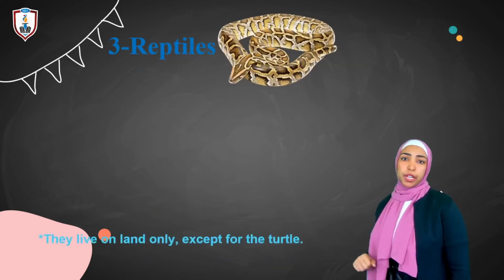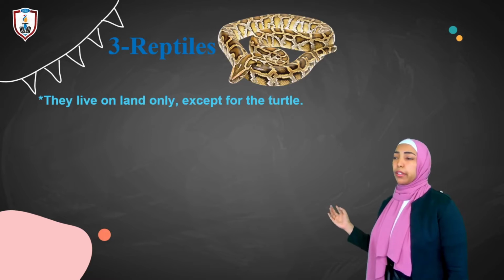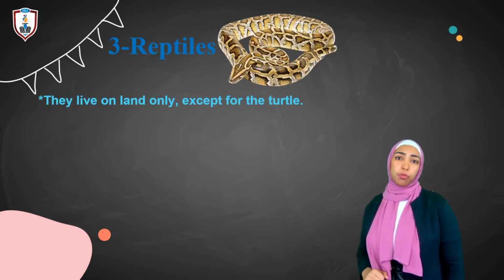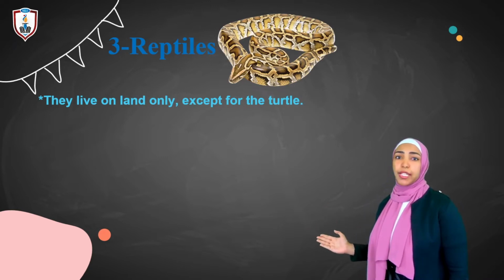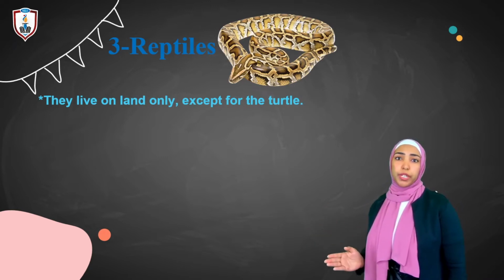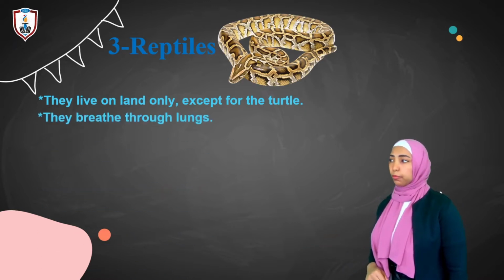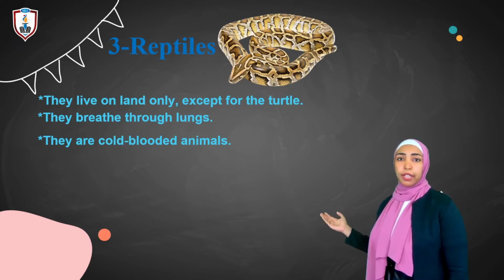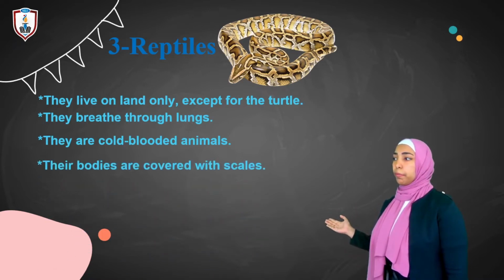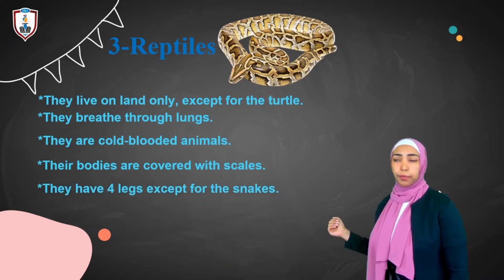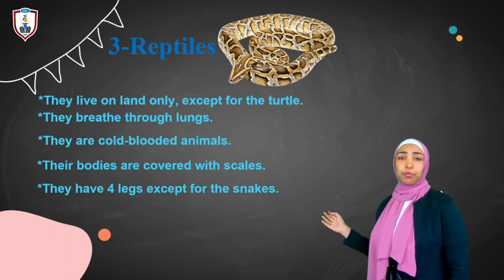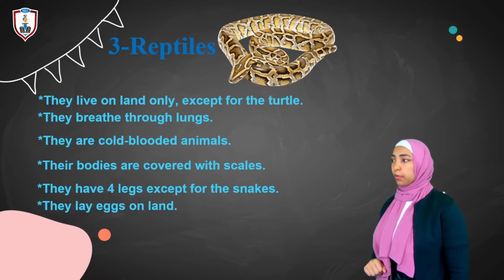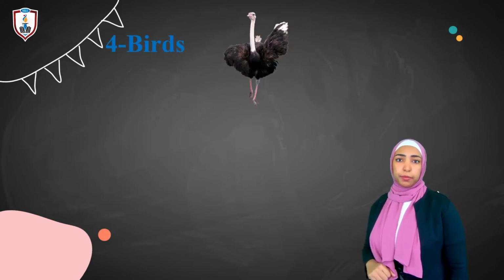Number 3, reptiles. They live on land only, except for the turtle. It comes and goes between the land and the water, especially if it wants to lay its eggs. It has to get out of the water to lay them on land. They breathe through lungs. They are cold-blooded animals. Their bodies are covered with scales. They have 4 legs, except for the snakes. They do not have any legs. They lay eggs on land.